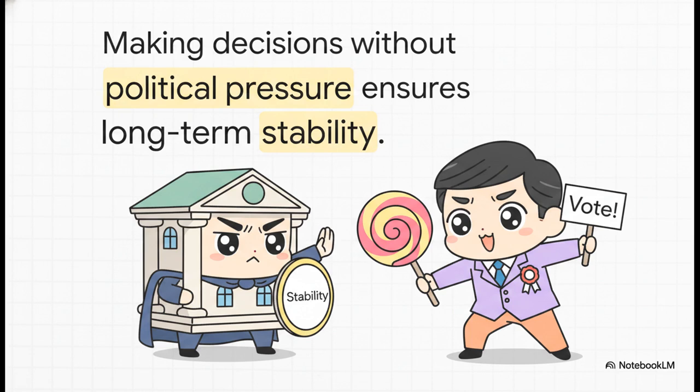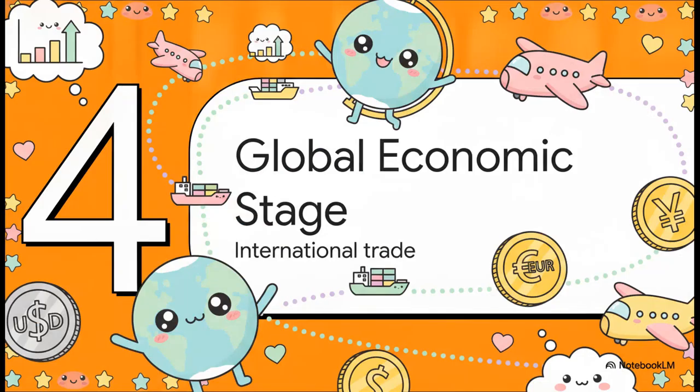Let's be real. Politicians often love low interest rates and high spending right before an election to give the economy a quick sugar rush, but that can seriously risk triggering inflation down the line. So an independent central bank is designed to step in and make the tough, sometimes deeply unpopular decisions that are necessary for long-term stability, completely free from the pressure of election cycles. Let's move on and see how this builds in Section 4, the global economic stage.